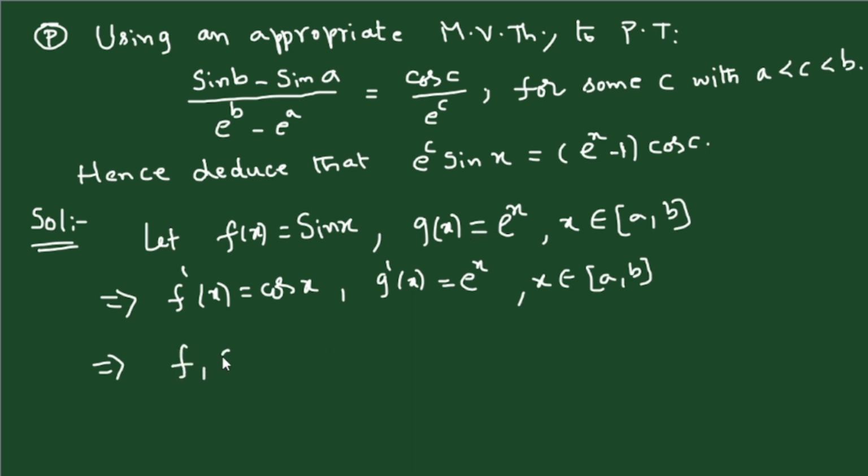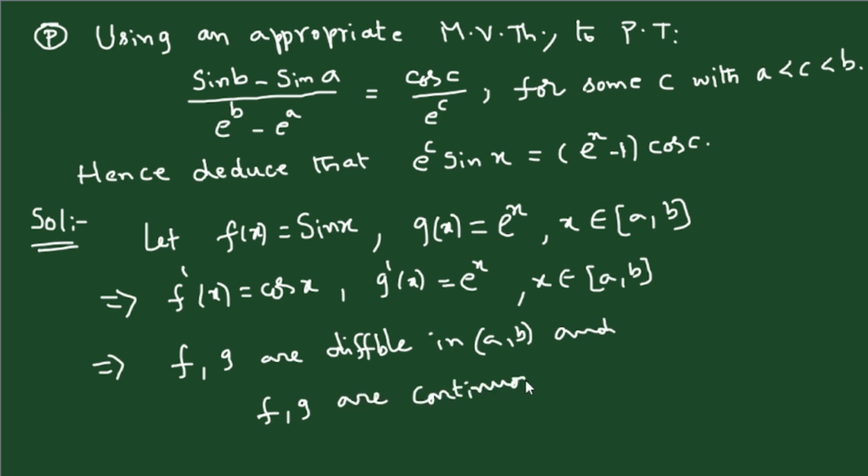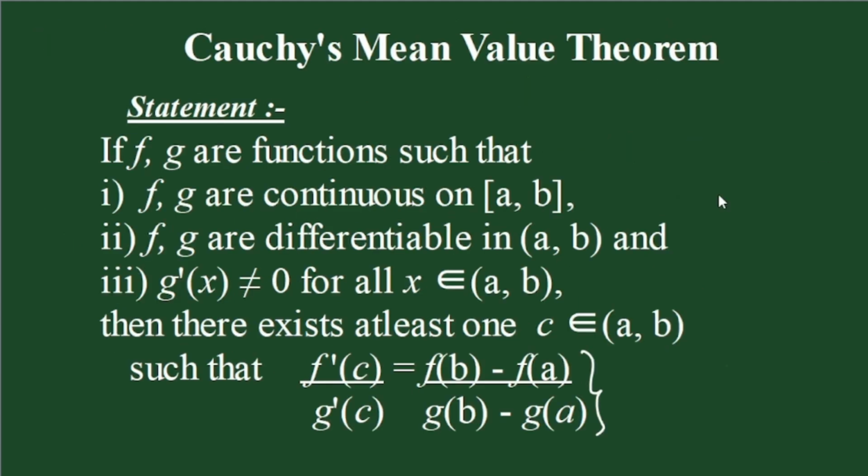Therefore, f, g are differentiable in open (a, b), of course in closed [a, b] also, and f, g are continuous on the closed interval [a, b]. In fact, on any interval it happens. On any interval, sin x and e^x are differentiable and continuous. Therefore, the first two conditions of Cauchy mean value theorem are satisfied. What about the third one? The third one is g'(x) not equal to 0.